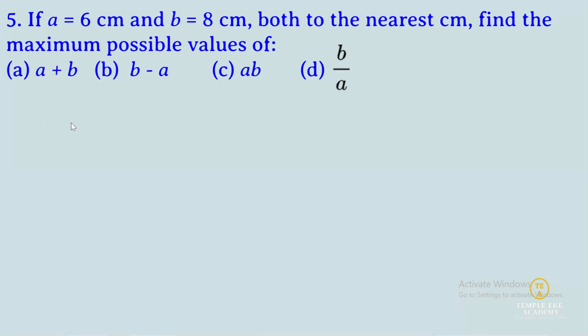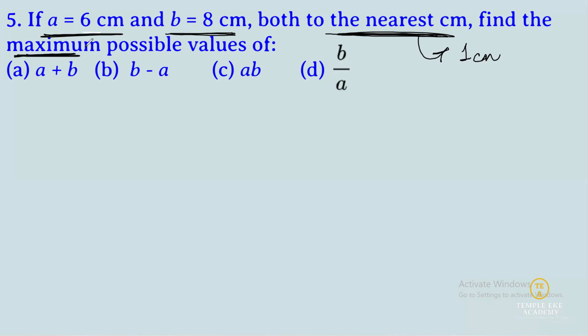Okay, we have a series of computations. A equals 6 centimeters and B equals 8 centimeters, both to the nearest centimeter. That statement gives us the degree of accuracy already. Nearest centimeter means nearest 1 centimeter. That's the degree of accuracy we're going to use in this calculation. Find the maximum possible values of all of these.